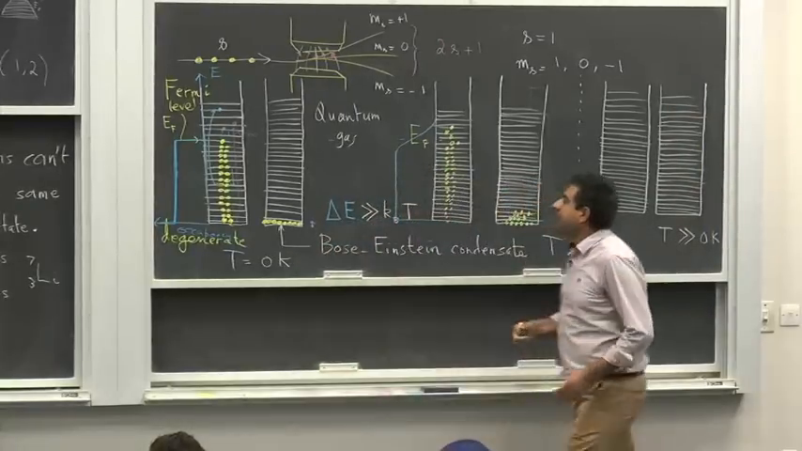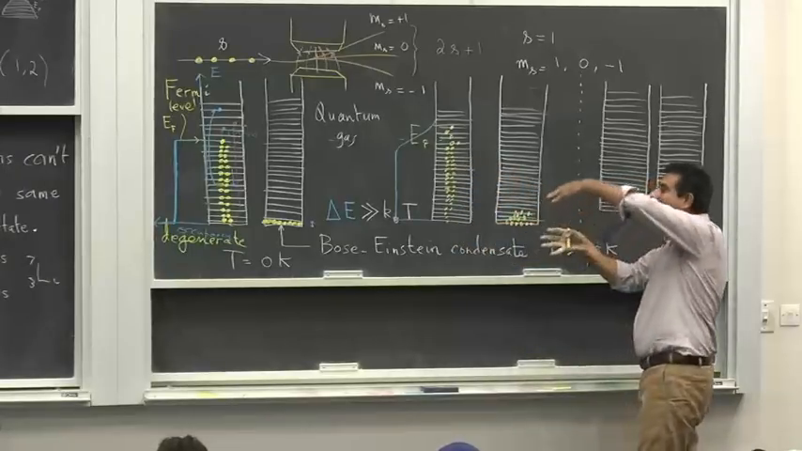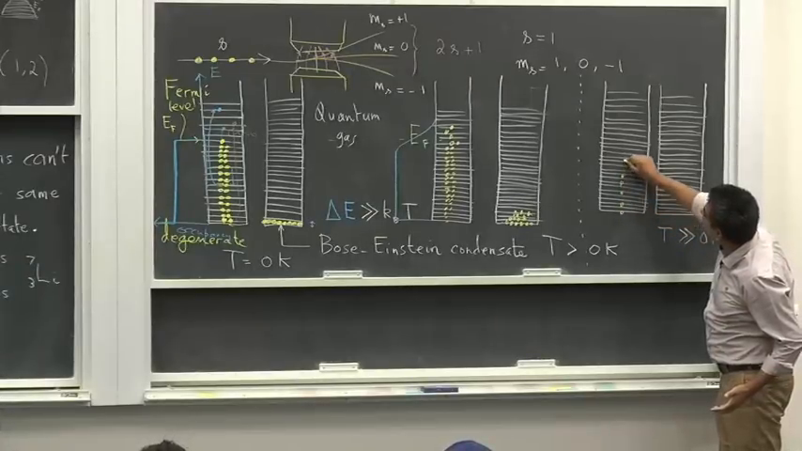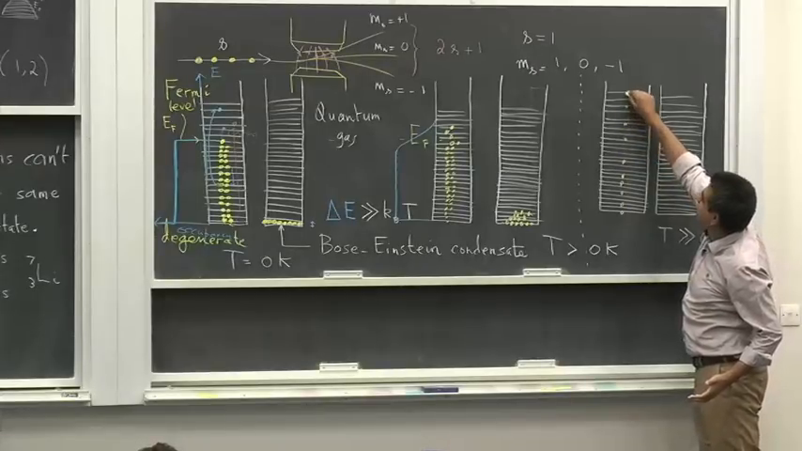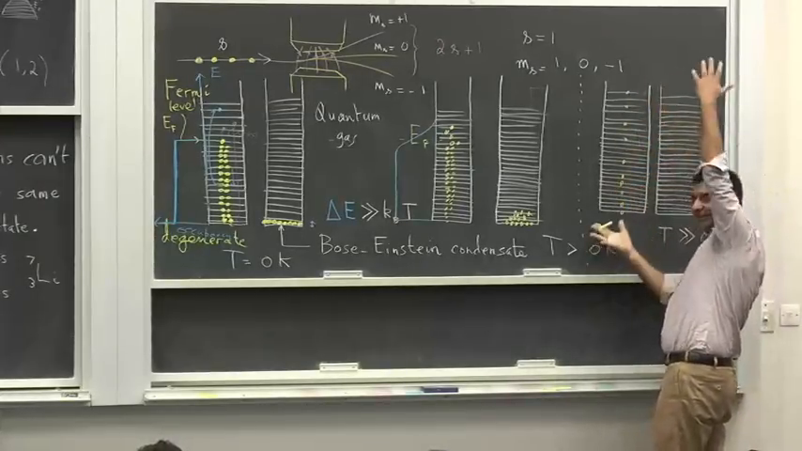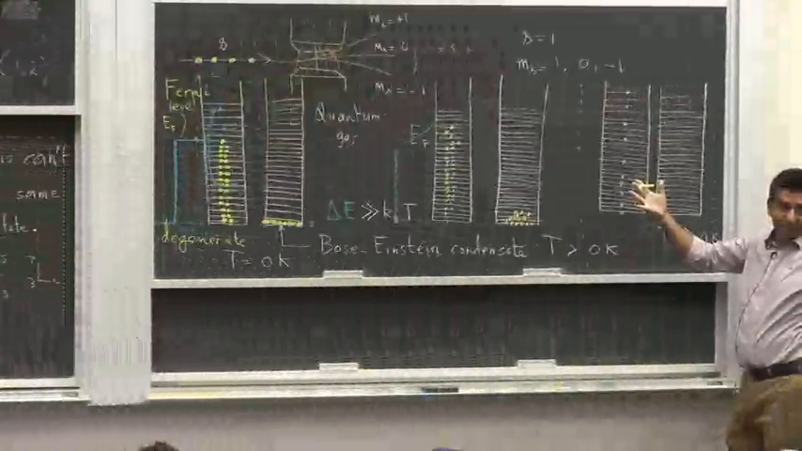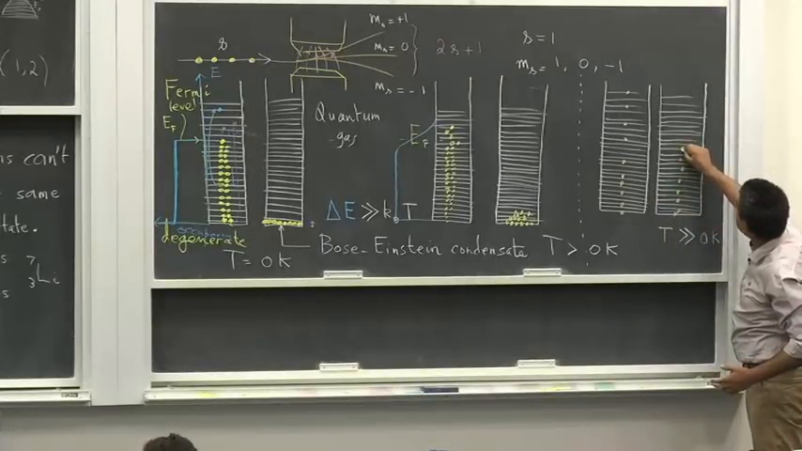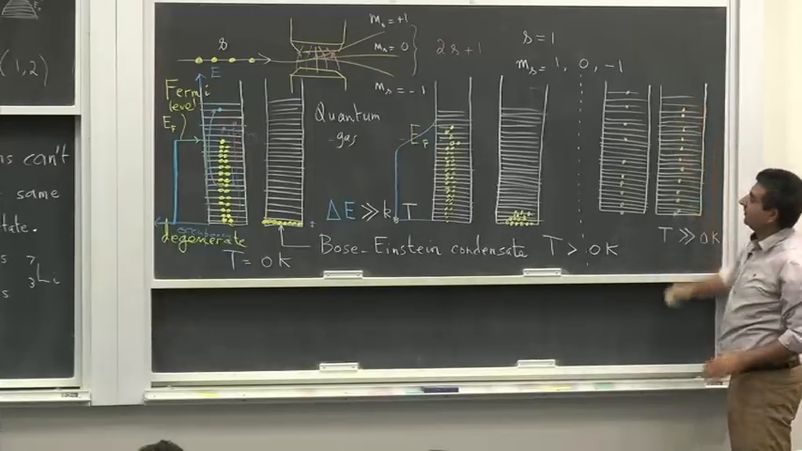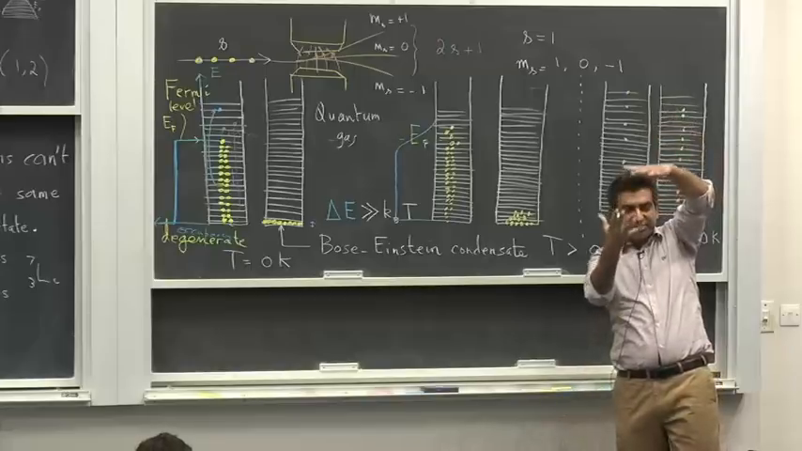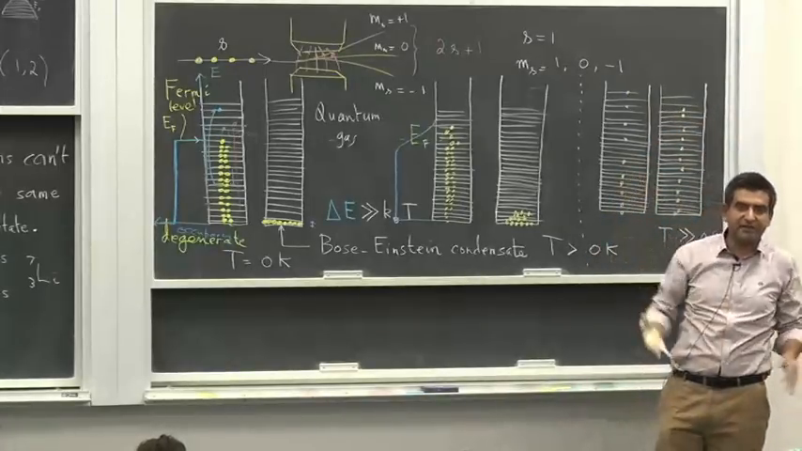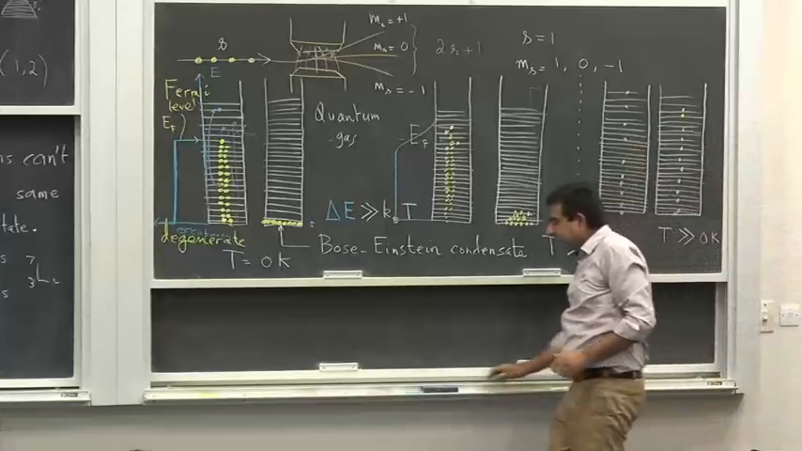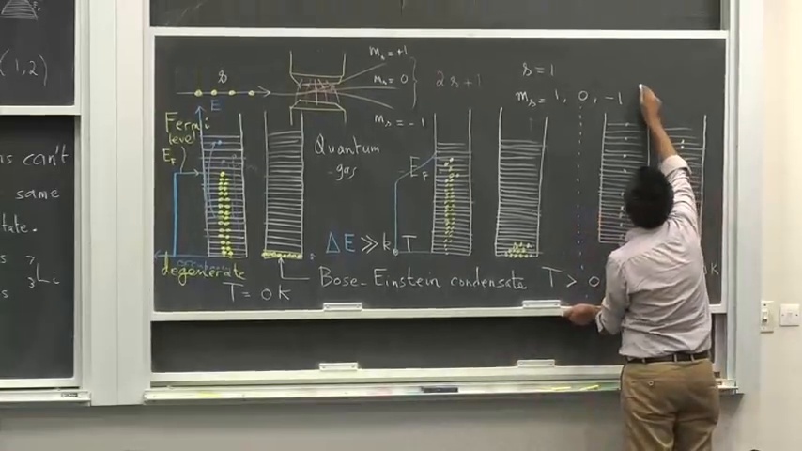In this scenario, these fermions will be scattered into high energy levels, so the occupancy will be rare, will be scarce. So these levels will be scarcely populated. Because electrons have been promoted to higher and higher energy levels, if the temperature is really large. Okay? Likewise for bosons. There will be a large scatter, a large distribution of occupancies, if the temperature is really large, because now this temperature is available to excite the fermions as well as the bosons. And this is an example of a classical gas. This is what happens in a classical gas.